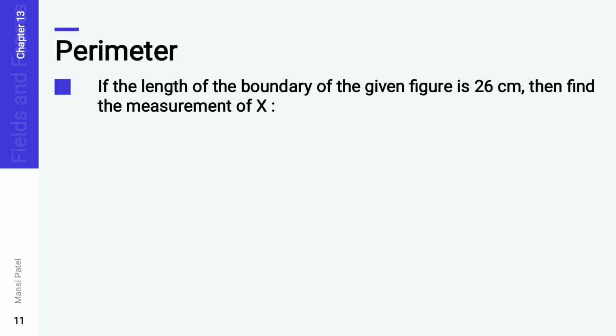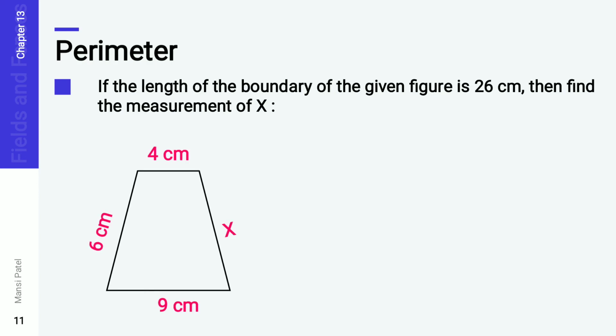In this also I am giving the perimeter of the given figure. Length of the boundary means we can say the perimeter. If the length of the boundary of the given figure is 26, it means the perimeter of this figure is 26. And again you have to find out the measurement of the x. So see here, how many sides are there?